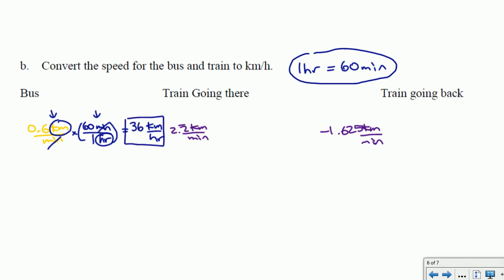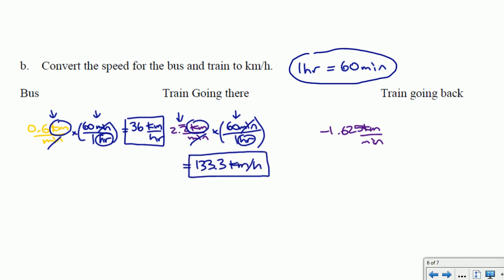And for the train going there, we multiply by the same fraction. We want to cancel minutes and be left with hours in the bottom. So minutes divided by minutes is 1, and we're left with kilometers per hour. So we need to do 2.2 repeating times 60, and that gives us 133.3 kilometers per hour.